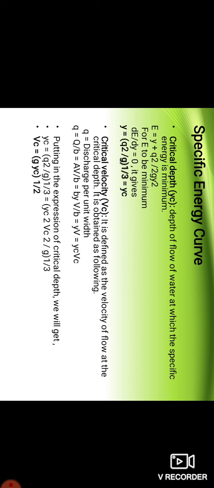The critical velocity Vc is defined as the velocity of flow at the critical depth. At the critical depth, the velocity is called the critical velocity, and it is obtained from q equal to Yc into Vc. Yc is the critical depth and Vc is the critical velocity. So q is equal to Yc into Vc.